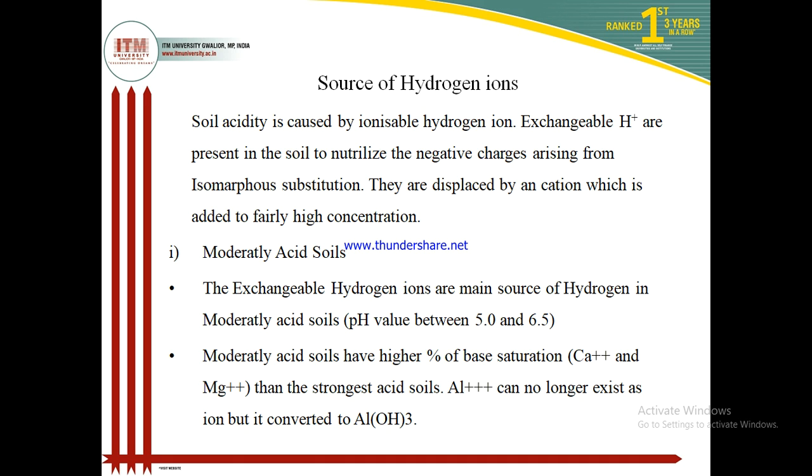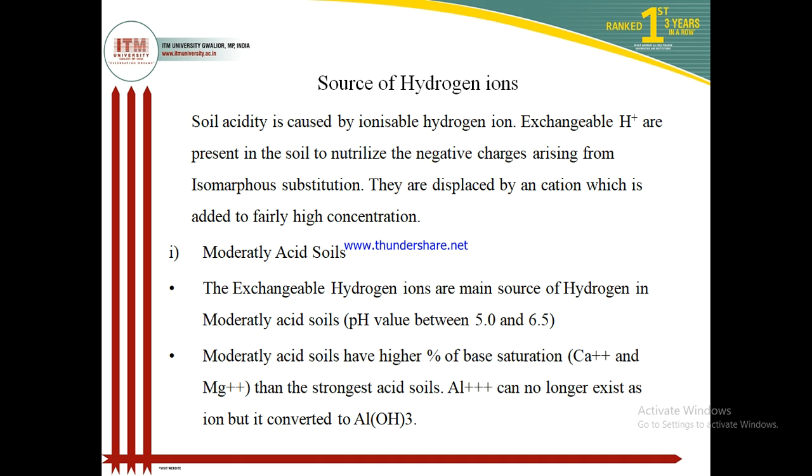Now, source of hydrogen ion. Soil acidity is caused by the insoluble hydrogen ion. Exchangeable H ions are present in the soil to neutralize the negative charge arising from isomorphous substitution. They are displaced by the cation, which is added at fairly high concentration.